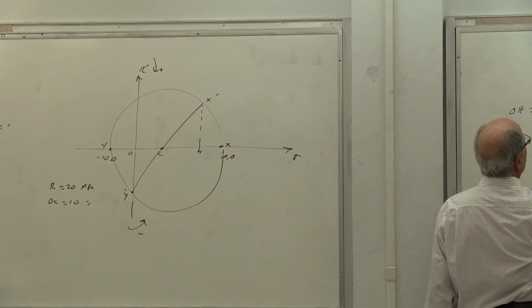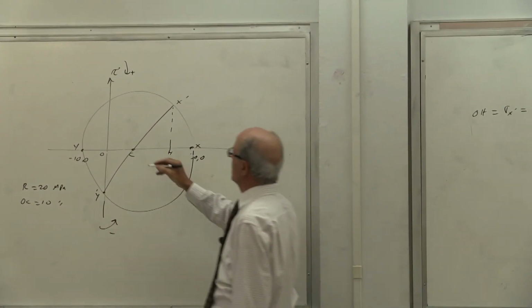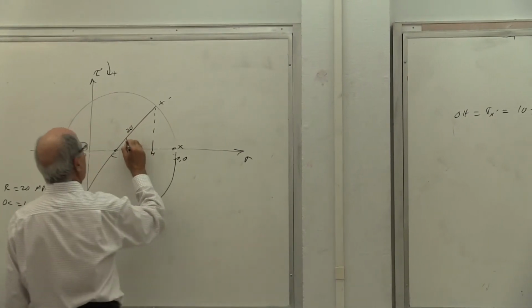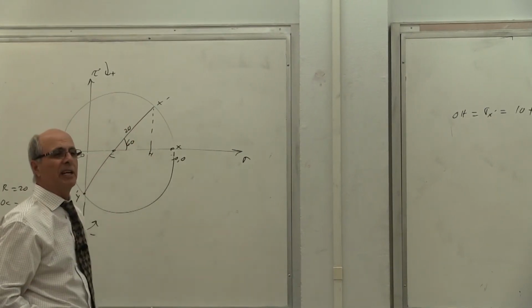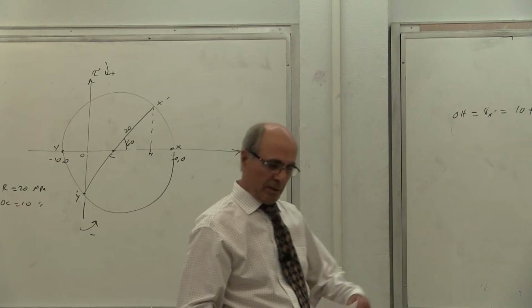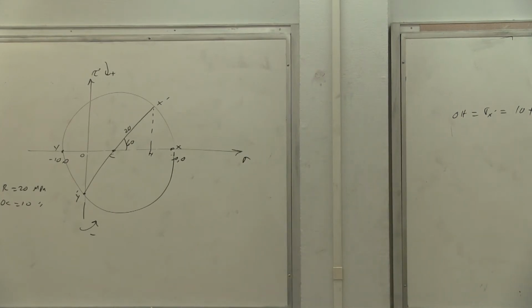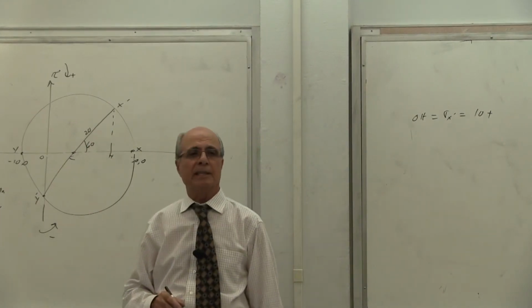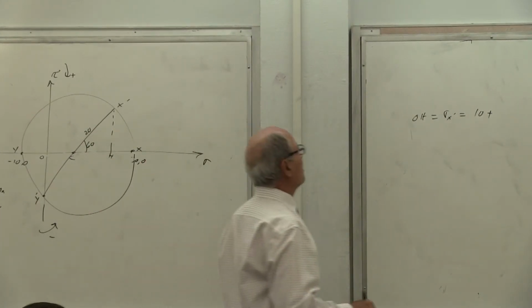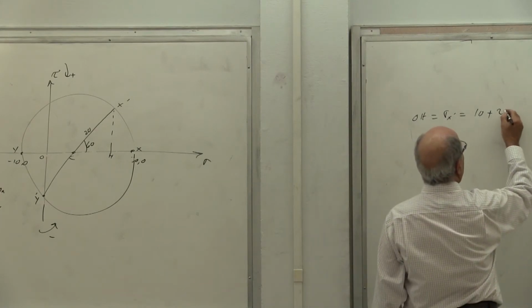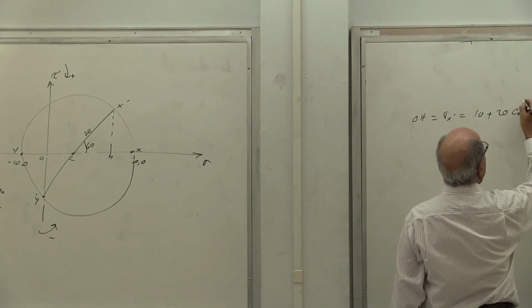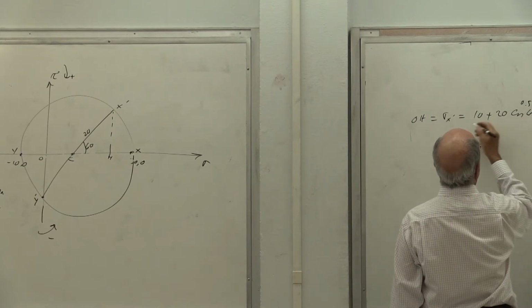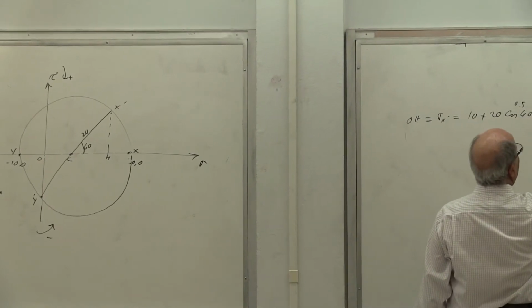This is a very simple problem. Plus, what's the radius? The radius is 20. This angle is not 30 degrees. That angle, you all agree, is 60 degrees, correct? So plus CH, which is R times cosine of 60 degrees. Plus R, which is 20 times cosine 60 degrees, which is 0.5. So that becomes 10 plus 10, which is 20 megapascal.